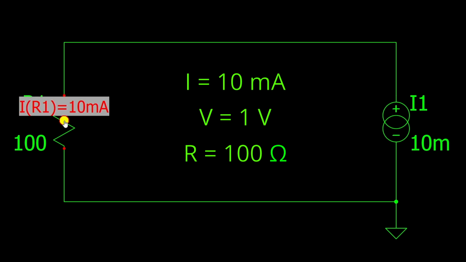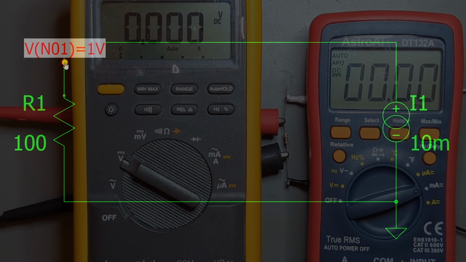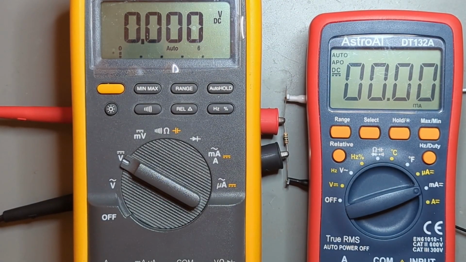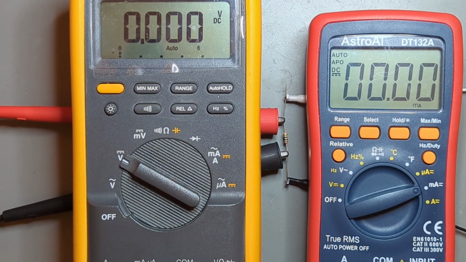Running the simulation, we can see that the current through the resistor is being forced to 10 milliamps, and the voltage across it is 1 volt. Let's test this out in the real world. Here I've connected up my shunt resistor. Brown, black, brown tells me it's 100 ohms, and I've set it up to have both the current and voltage measured at the same time.